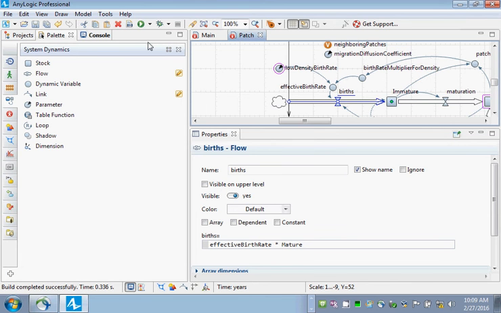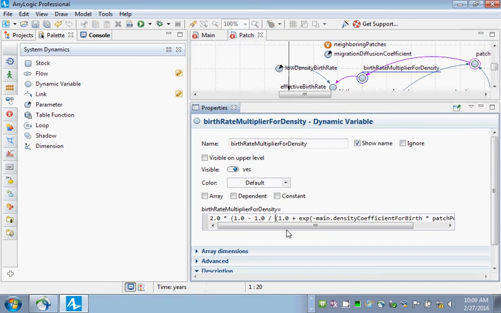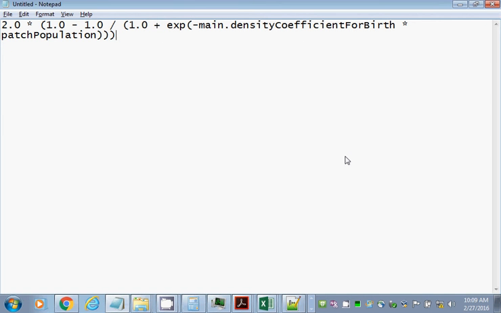So let's consider the case when patch pop is 0. When we have no other organisms around, this thing times this, if patch pop is 0, this thing times this will be 0. X to the minus 0 is x to the 0, which is 1. So x to the 0 is 1. And so we're going to have in this denominator 1 plus 1, which is going to be 2. So this is going to be, when patch pop equals 0.